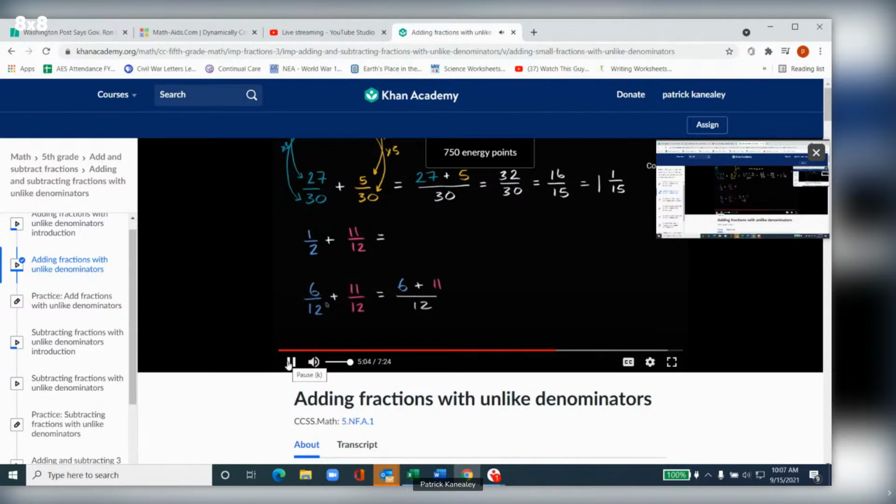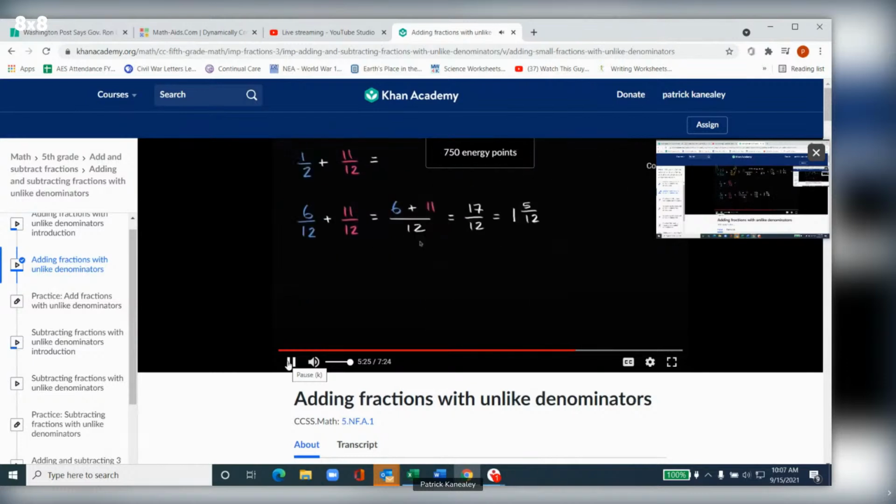We have 6 twelfths plus 11 twelfths is going to be 6 plus 11 over 12, which is equal to 6 plus 11 is 17 twelfths. If we want to write it as a mixed number, that is what? 12 goes into 17 one time with the remainder 5. So 1 and 5 over 12.